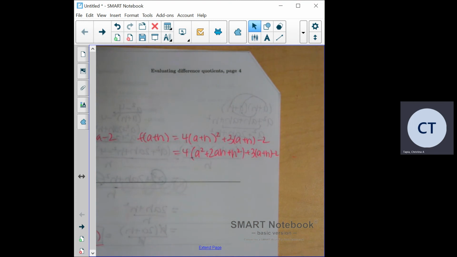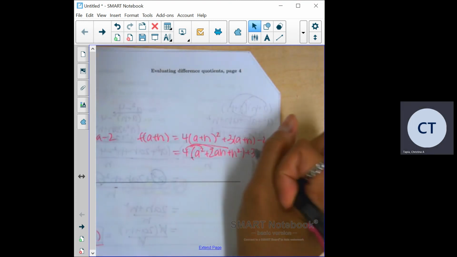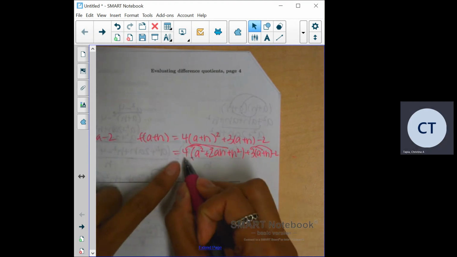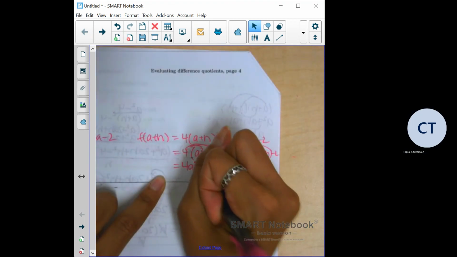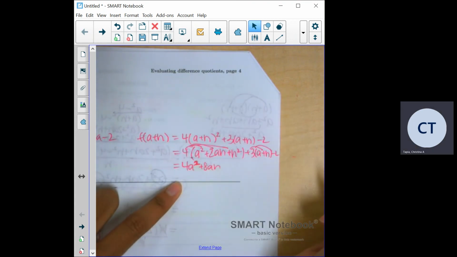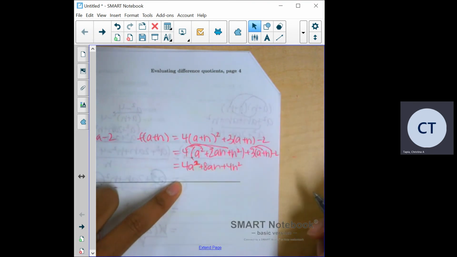All you need to do from here is distribute. So again, you guys watch my work, I'll watch your work. Make sure you guys are copying it how I am and make sure I'm writing the correct numbers. So 4 times a is 4a squared. That's a 2. 4 times 2 is 8ah. 4 times h is 4h squared.